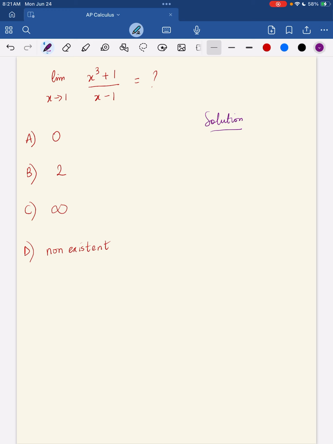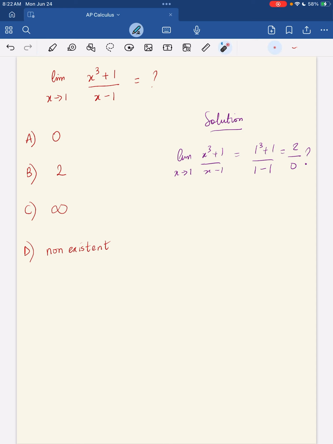So if we try that here, this becomes the limit as x tends to 1 of (x cubed plus 1) divided by (x minus 1), which becomes 1 cubed plus 1 divided by 1 minus 1. This is 2 divided by 0. Now, 2 divided by 0 makes no sense. You cannot divide a number by 0. So this is not a valid answer, and we have to try something different. Direct substitution would not work.